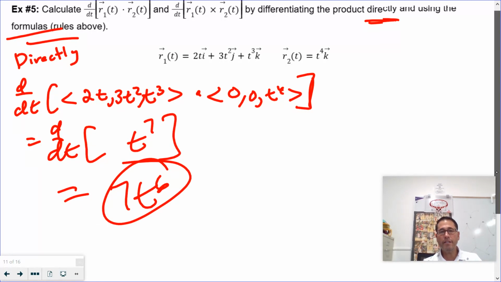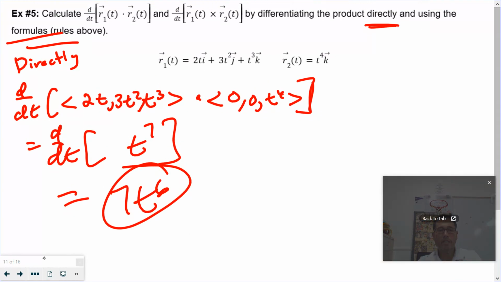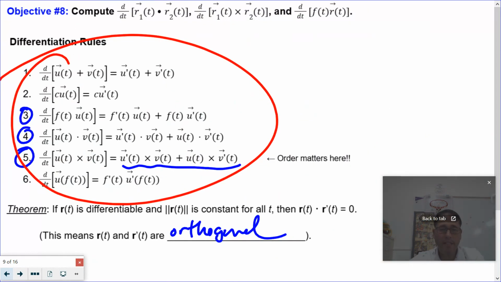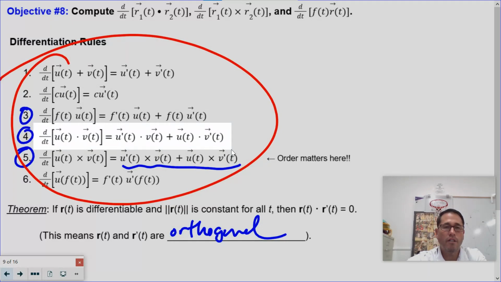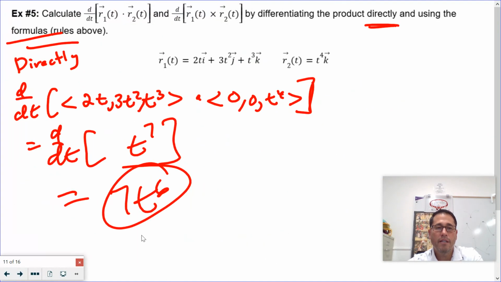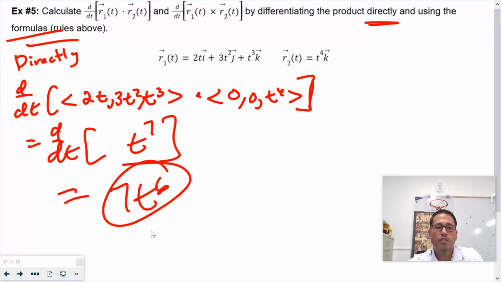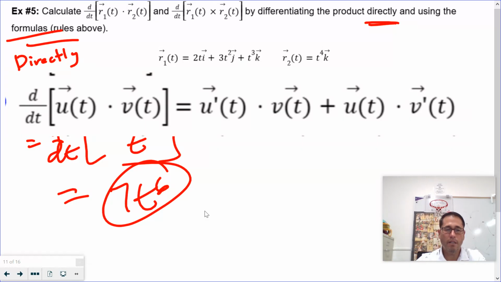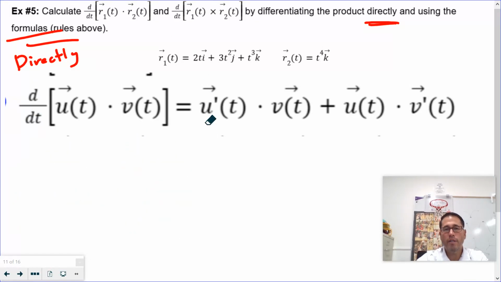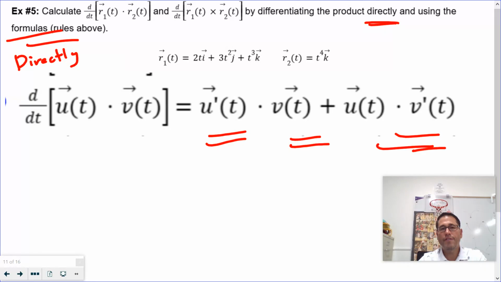How do we do it indirectly? You would do it indirectly by using the formula. Let's take a screenshot. It's kind of like the product rule. I might want to erase what I got there. Let's go ahead and do it using the rule, and the rule says you can do it kind of like a product rule.